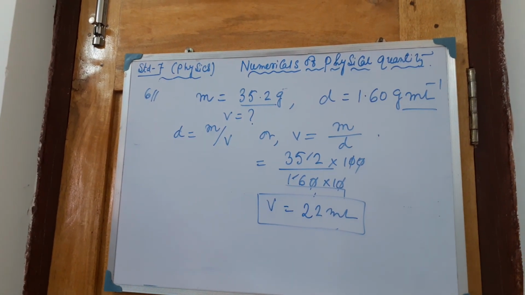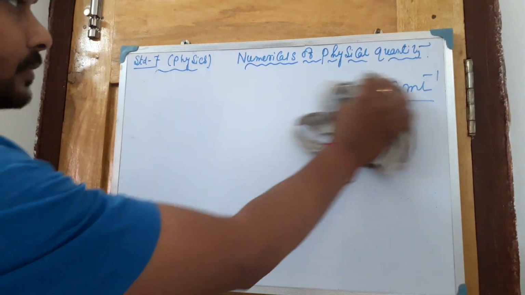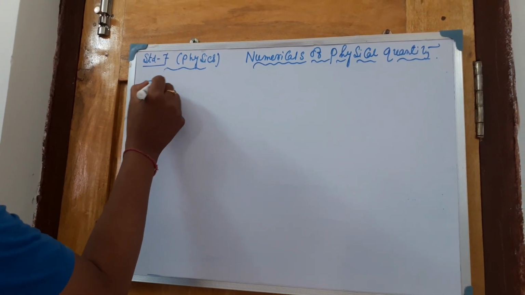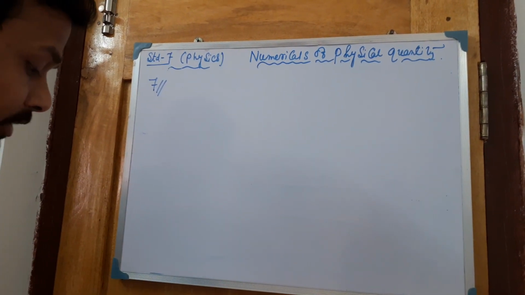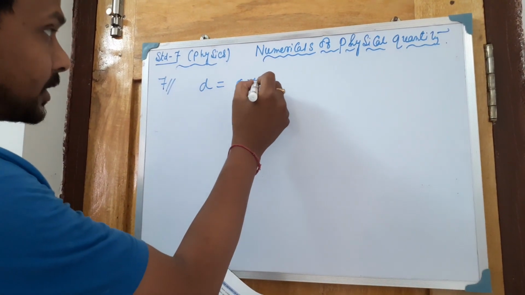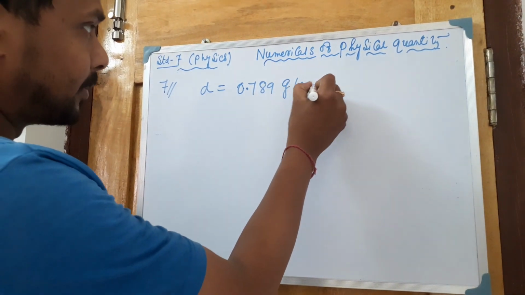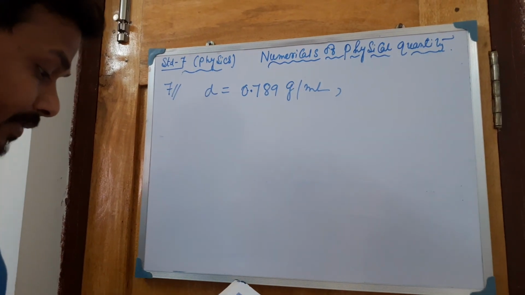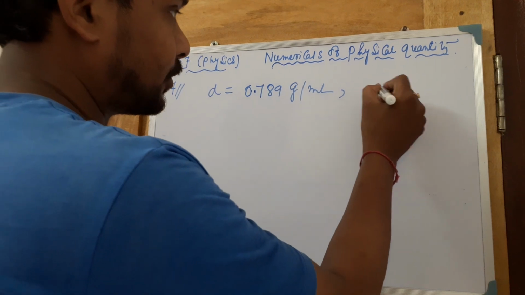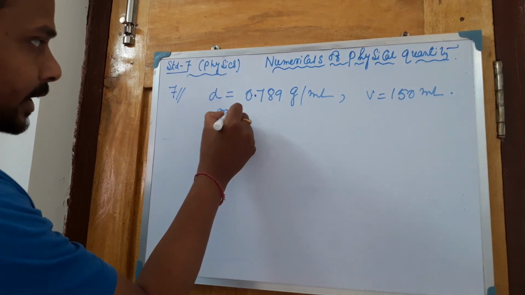Now come to question number 7. The density of ethanol is given as 0.789 gram per ml. Find the mass of the sample of ethanol that has a volume of 150 ml. So the volume is given as 150 ml, and you are going to calculate the mass of that.